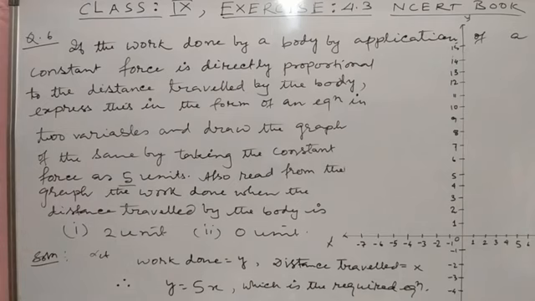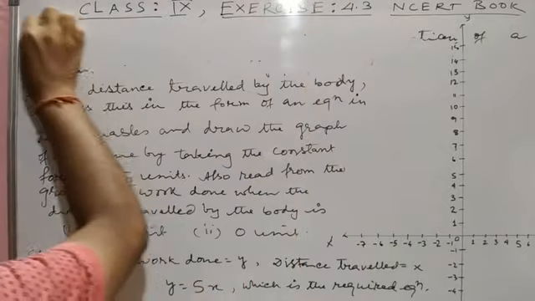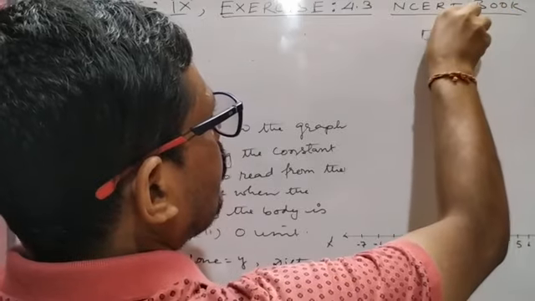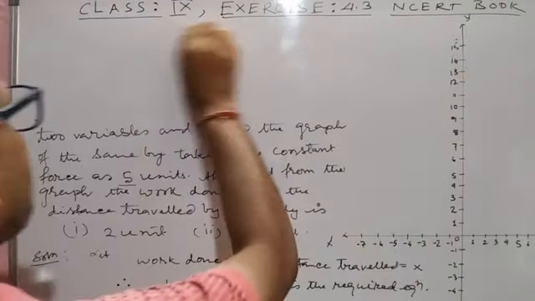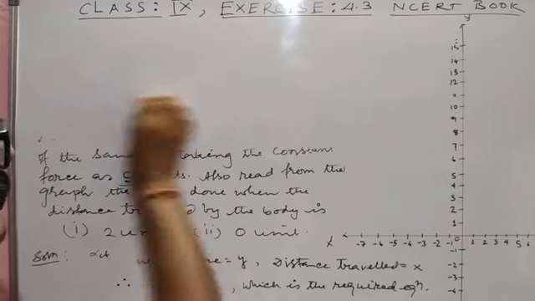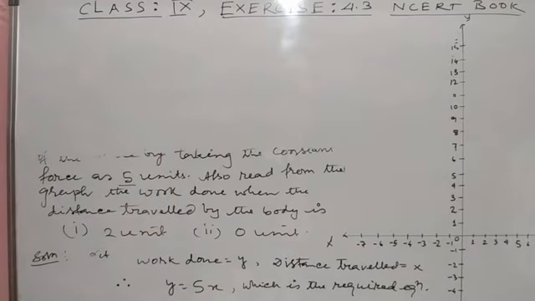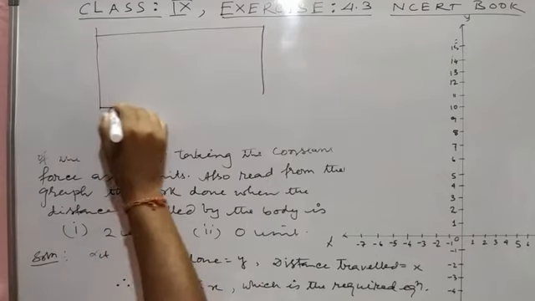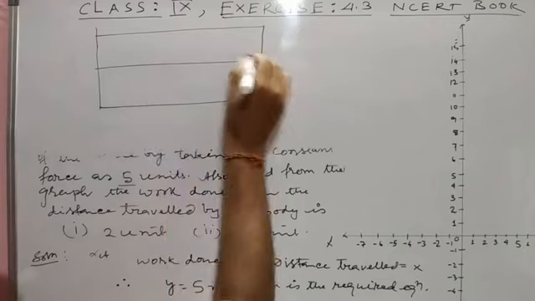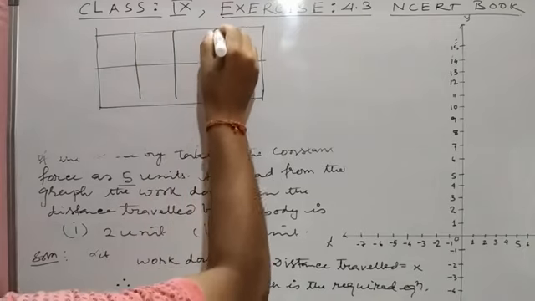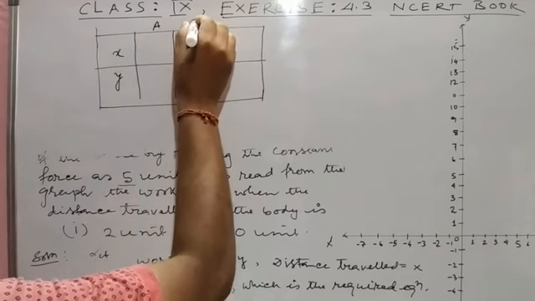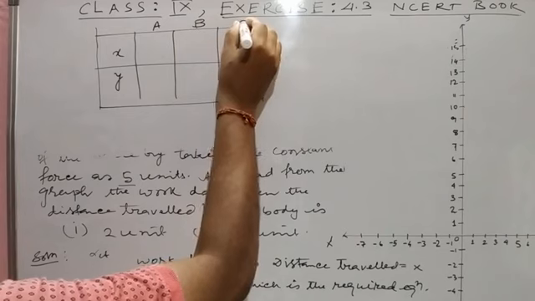Now to draw this graph, we have to find 3 pairs of solution of this equation. So let us see how to find out 3 pairs of solution. Three pairs of solution X, Y. Let us consider this as A, this is B, and this is C.